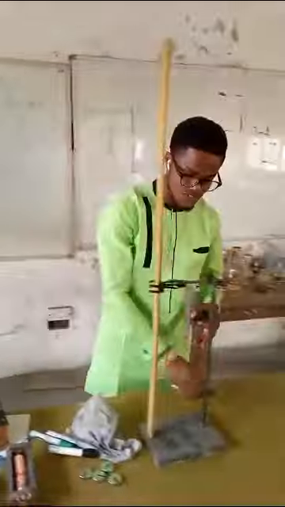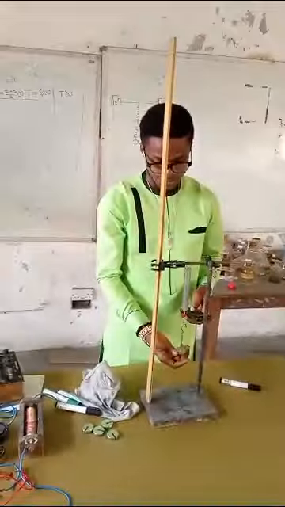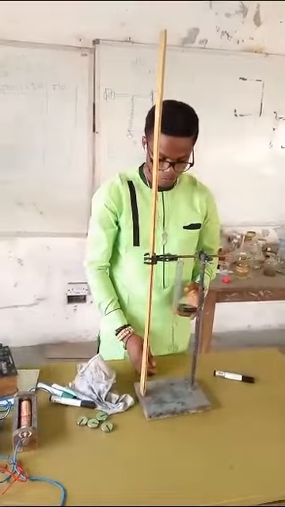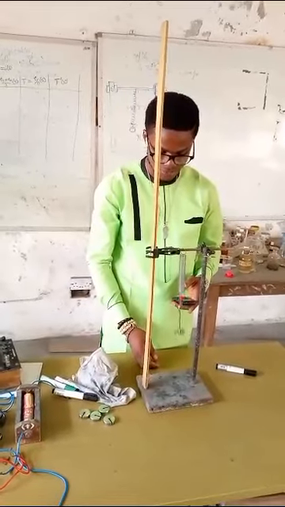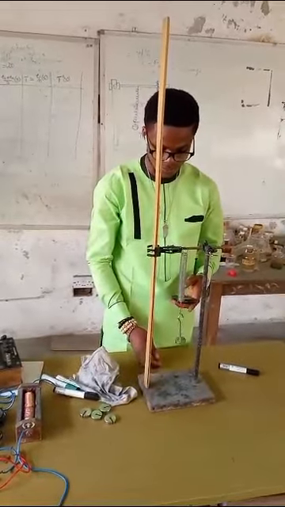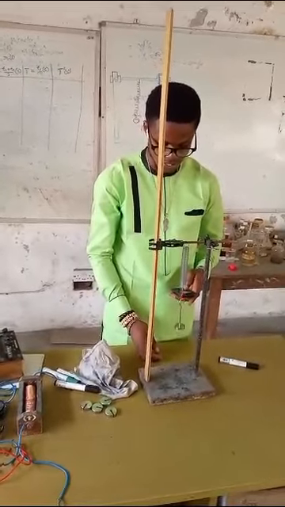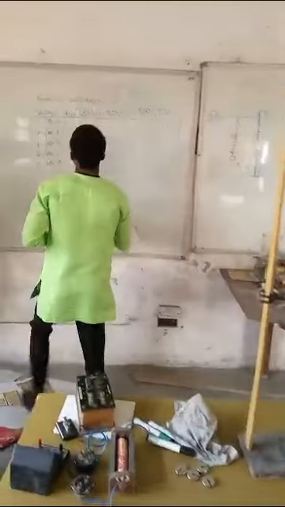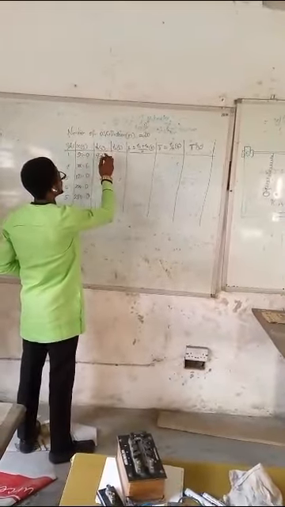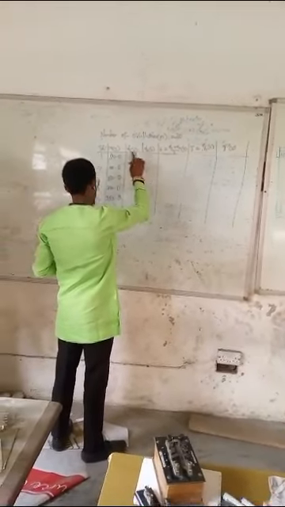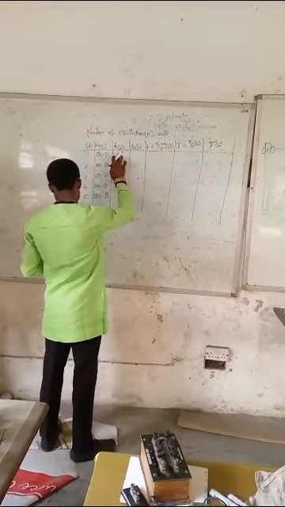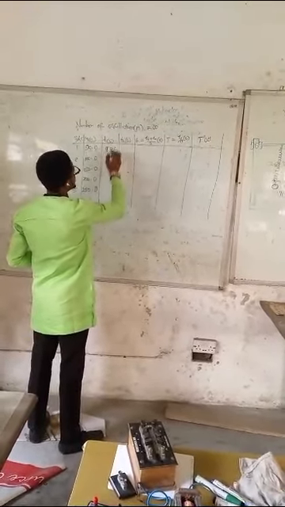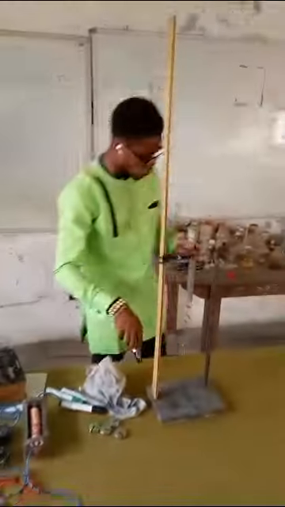So setting a mass of 50 grams using the mass hanger, I put this gently downward and I release. Okay, 1, 2, 3, up to 20. So this gives me 9.30 seconds. I'm going to repeat the experiment again to avoid random error.